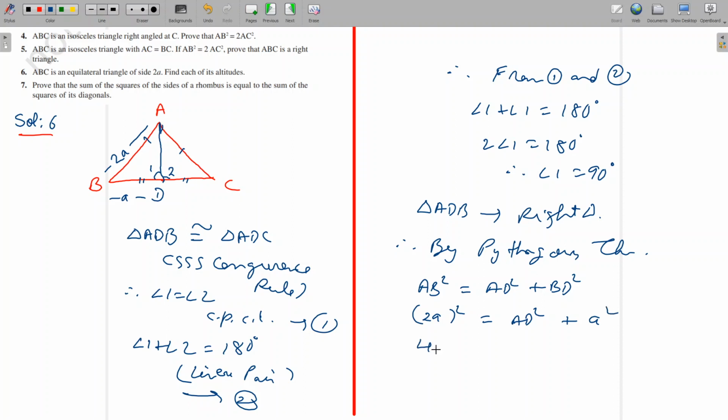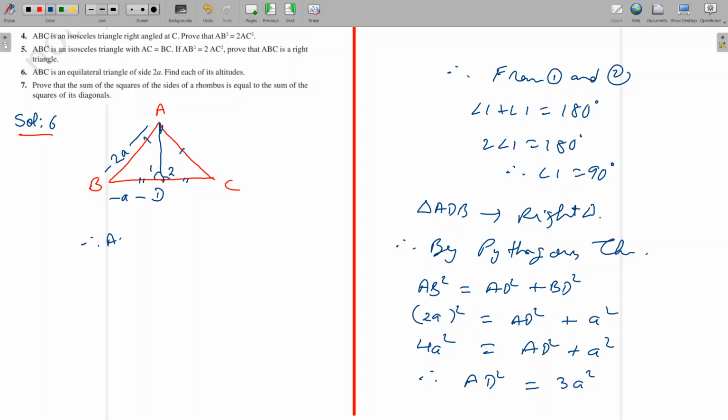So this will give us 4A square equal to AD square plus A square. Therefore we will get AD square equal to 4A square minus A square, that is 3A square. Therefore, taking the square root on both sides, we get AD equal to root 3A. So this is the length of the altitude, and like this we can draw other altitudes also.